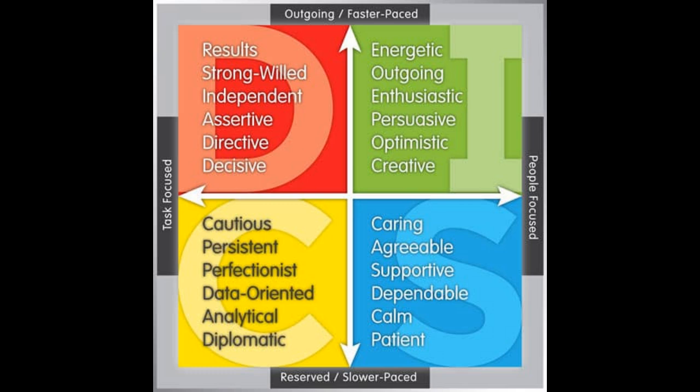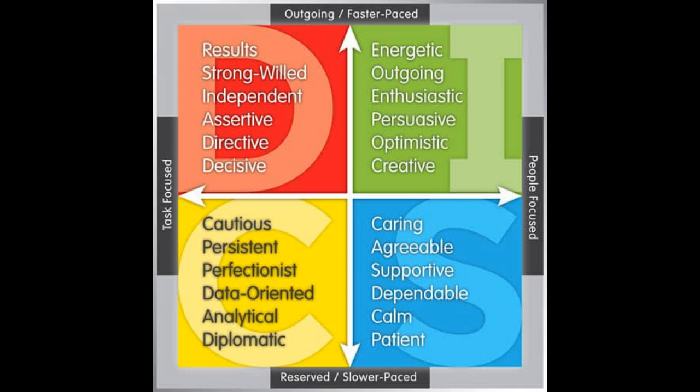Motivating the S type. People with high S need security and support. They are motivated by a stable and predictable environment with minimal stress and conflict. To motivate them, emphasize the importance of their role in maintaining harmony and success within the team.